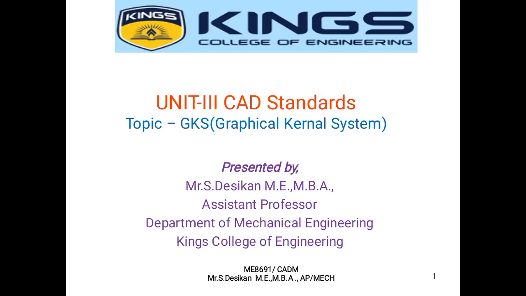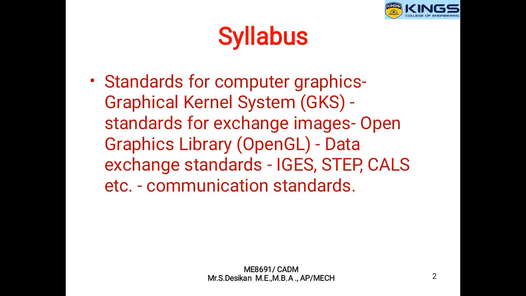So, in Computer Aided Design and Manufacturing, ME 8691, in Unit 3, CAD Standards, today we are going to discuss the graphical kernel system. This is one of the most important exchange standards that we are going to discuss briefly. So this is the syllabus of the second unit. The second point itself is the graphical kernel system.